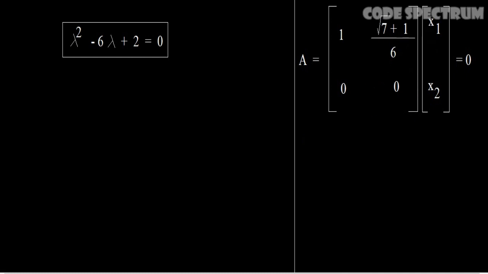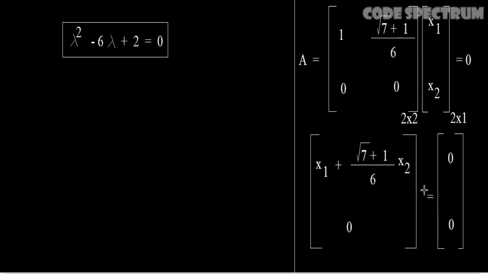Now you need to multiply the matrix 1 with the matrix 2, which is 2 cross 2 into 2 cross 1. The resultant matrix will become 2 cross 1 itself, like this.